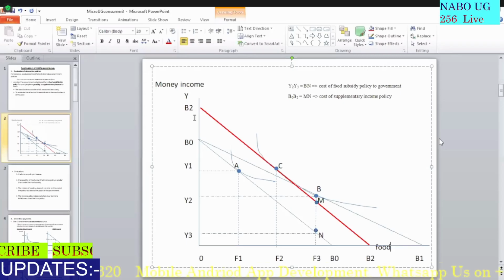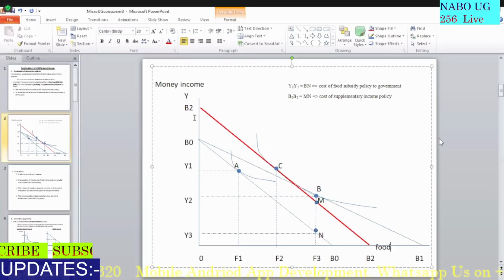So basically, with the food coupon, the individual cannot use it for anything else. He cannot use it for buying shoes or whatever. He can only use it for food. So he has nothing to do. He'll present his coupon and it will give him more food. But with the supplementary income, if you give the individual additional income, he diverts some of it to other uses. So that's why the quantity of food under the supplementary income is less. Hope that is clear.